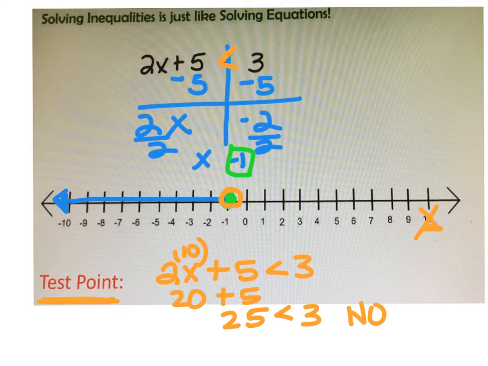All right, so we just solved an inequality. Now, the last thing that you need to do is write an inequality for this. So my line shows x, all the numbers smaller than -1. So there is my final solution.